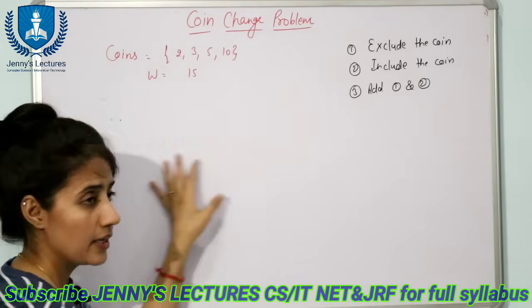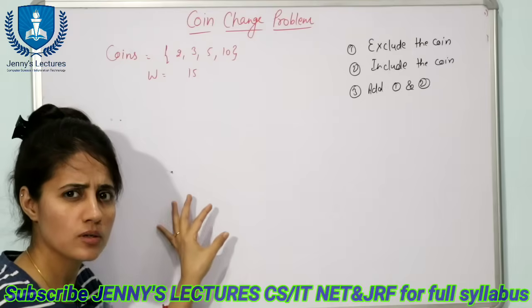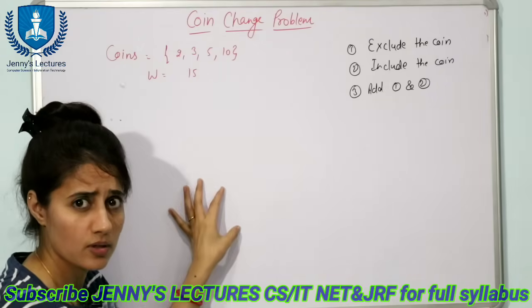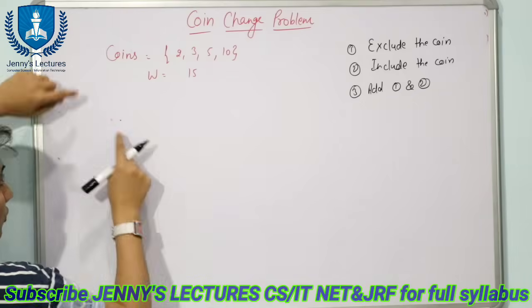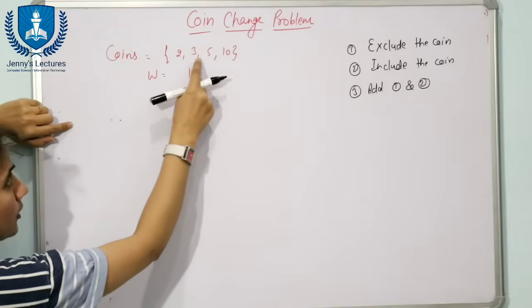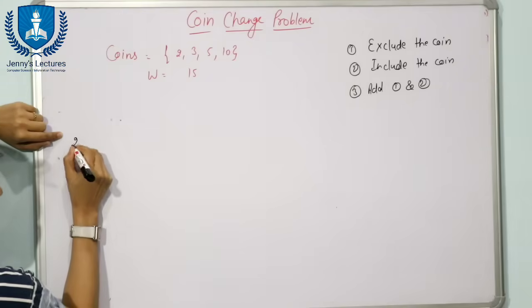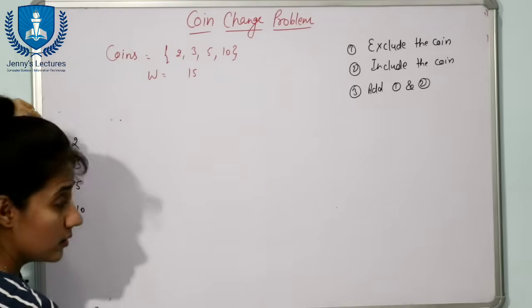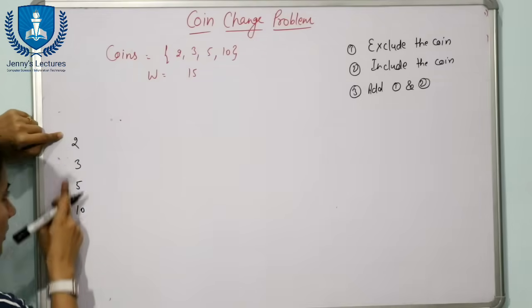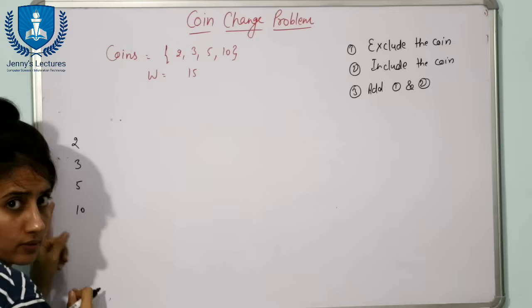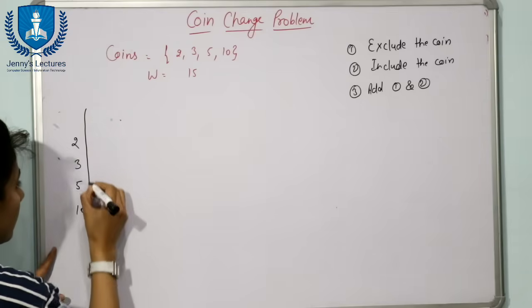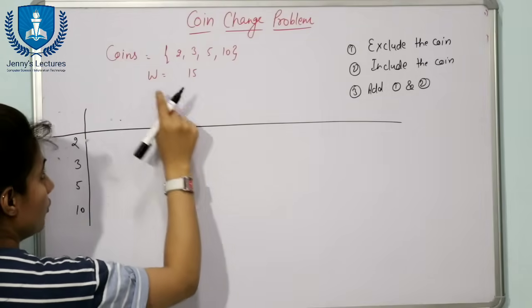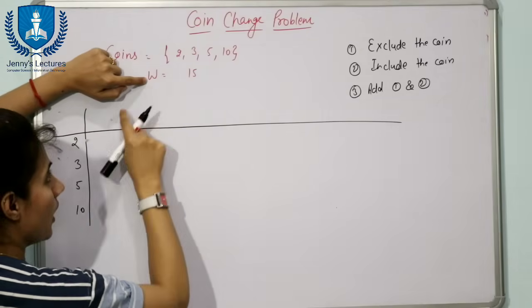Now see how to solve this problem using dynamic programming. We are going to generate a table. Why so? Because we are going to store the results in that table so that we can easily use those intermediate results. So this way we are going to write the denominations of coins. We have 2, 3, 5 and 10. Generally we write these denominations in ascending order.